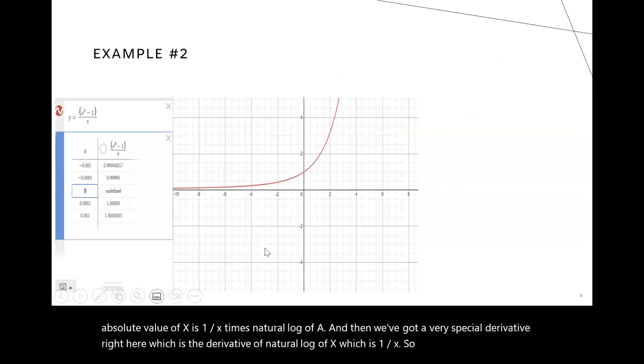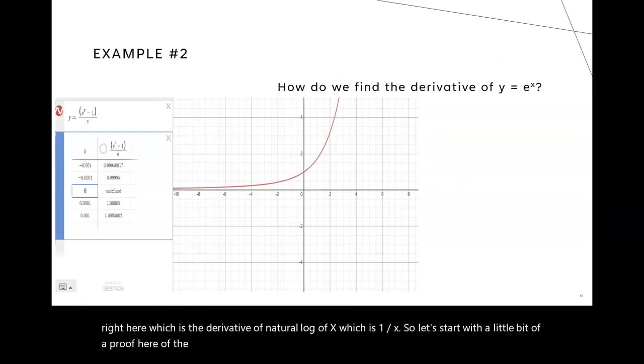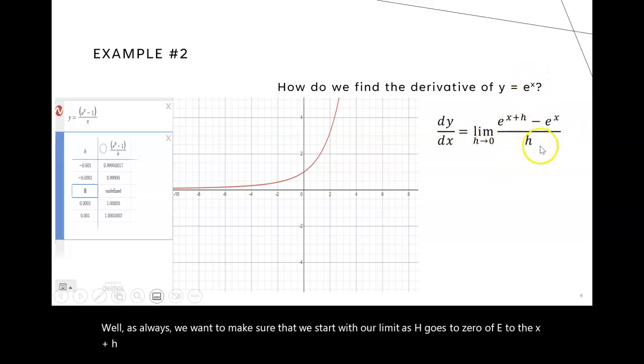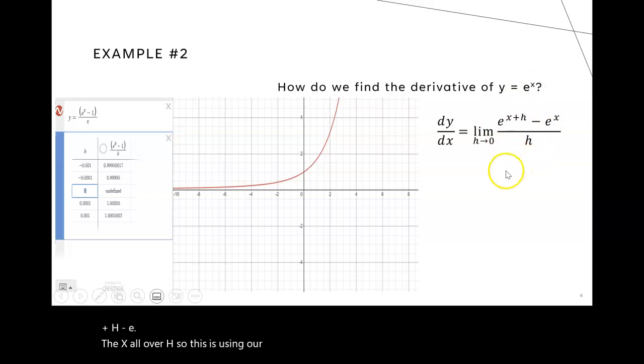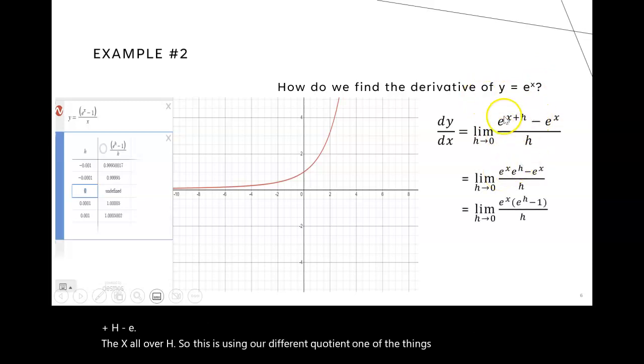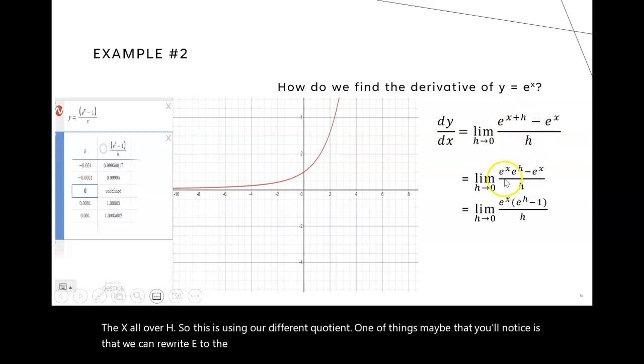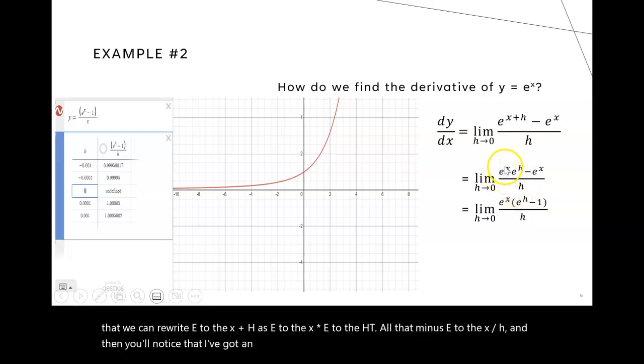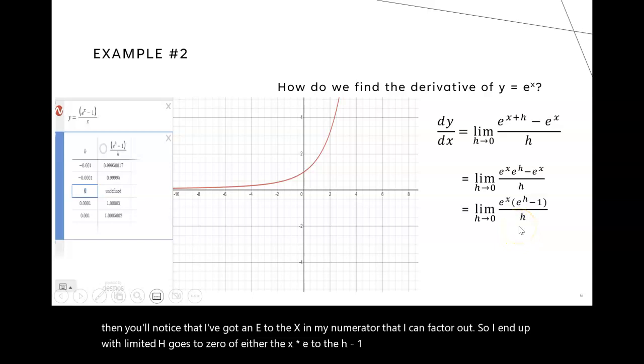So let's start with a little bit of a proof here of the derivative of e to the x. And how do we go about finding that derivative? Well, as always, we want to make sure that we start with our limit as h goes to 0 of e to the x plus h minus e to the x all over h. So this is using our difference quotient. One of the things maybe that you'll notice is that we can rewrite e to the x plus h as e to the x times e to the h, all that minus e to the x over h. And then you'll notice that I've got an e to the x in my numerator that I can factor out. So I end up with the limit as h goes to 0 of e to the x times e to the h minus 1 all over h.